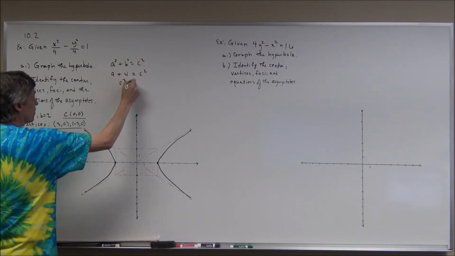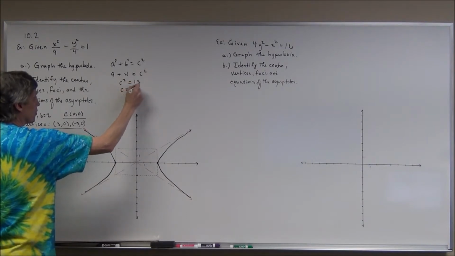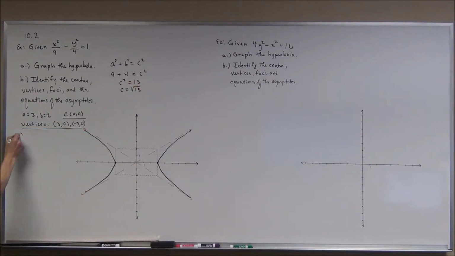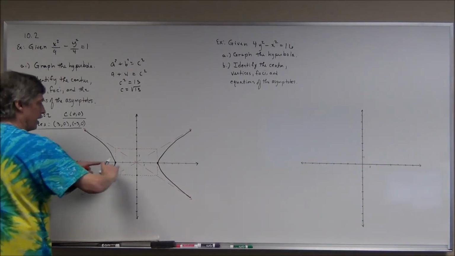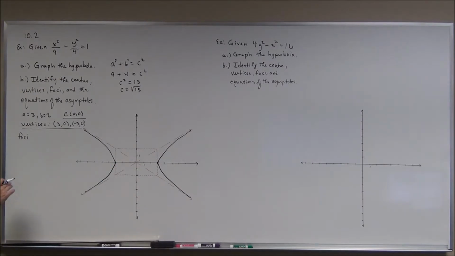That means c squared is 13. C is equal to the square root of 13. So my foci are on the same horizontal axis here, the line that contains the transverse axis, and so they would be C, 0 and opposite of C, 0, or square root of 13, 0, and negative square root of 13, 0.